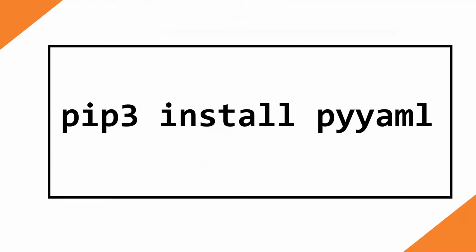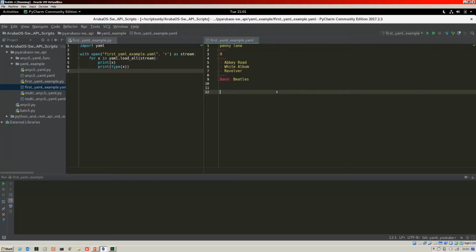A quick bit of housekeeping before we jump into the code. I'm going to be using a third-party library to perform the action of importing the data from YAML into Python, and that means I needed to do a pip install of PyYAML. Okay, let's dive into PyCharm then and look at the code.